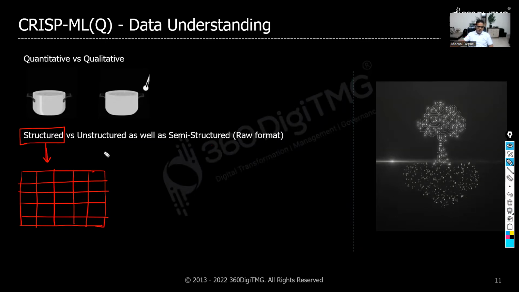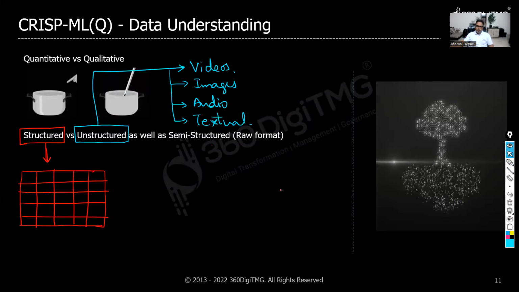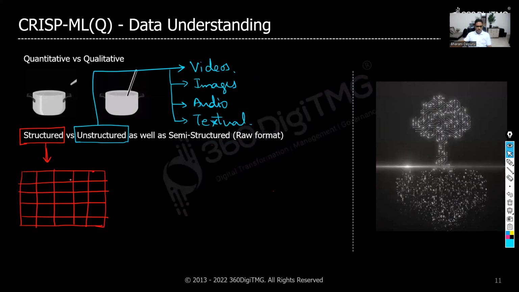And what is unstructured data? Unstructured data is that data which in its raw format, raw state, cannot be arranged in rows and columns. For example, we have videos, images, audio files, some kind of textual data. All these are unstructured data types. That means this data in its raw format cannot be arranged in a tabular format.